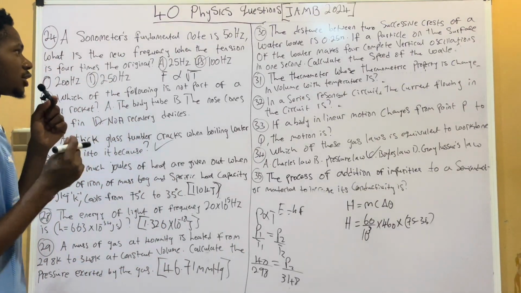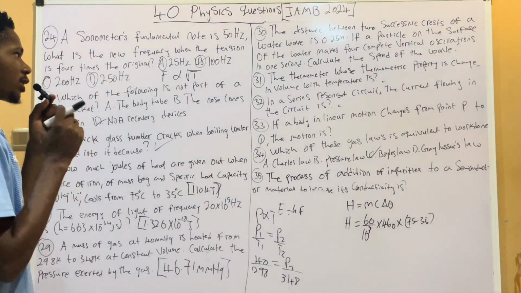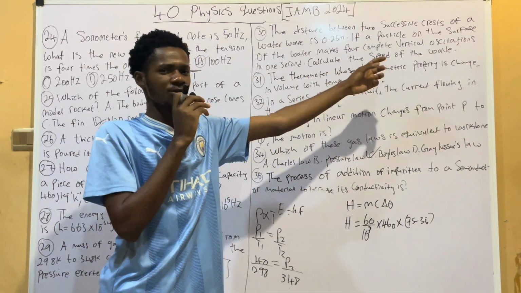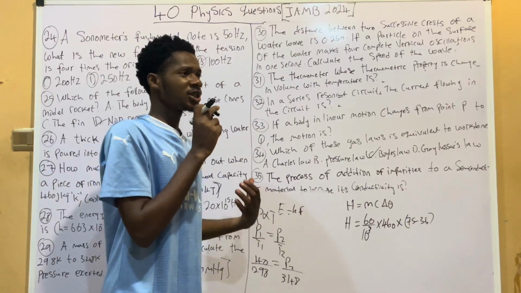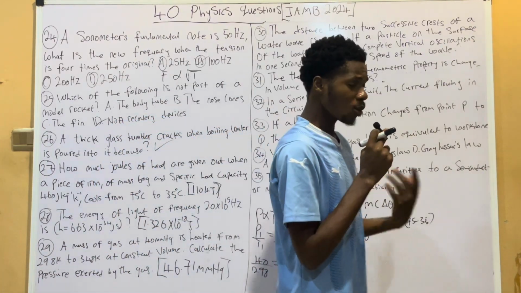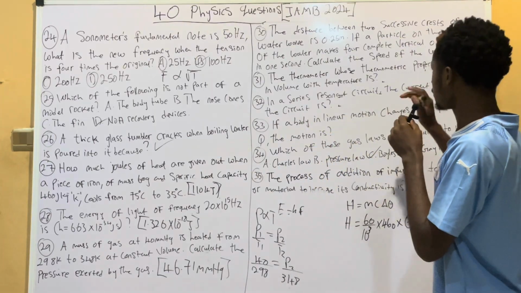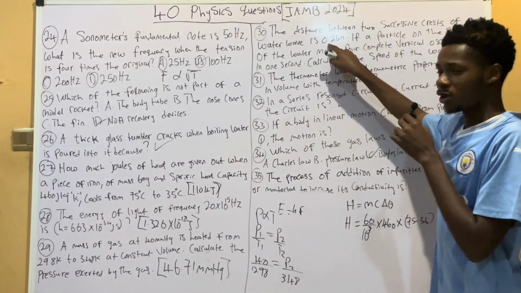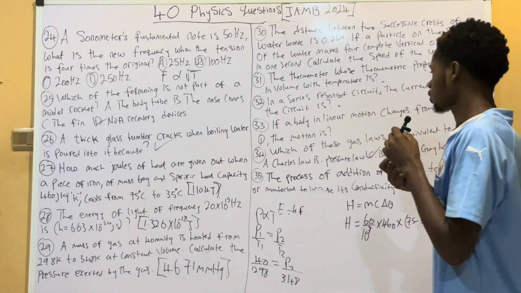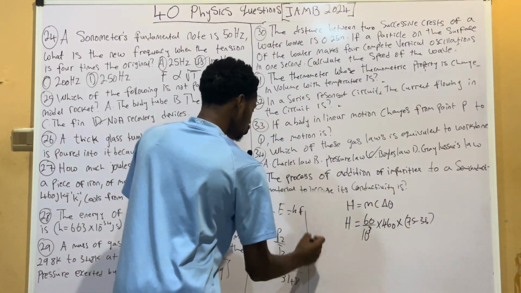Okay, over to question 30. The question says the distance between two successive crests of a water wave is 0.25. Take note, they said distance between successive crests. Remember, from the definitions of wave, the distance between two successive crests or troughs simply means a wavelength. So they've basically given us the value of the wavelength. So we can now say wavelength is equal to 0.25.